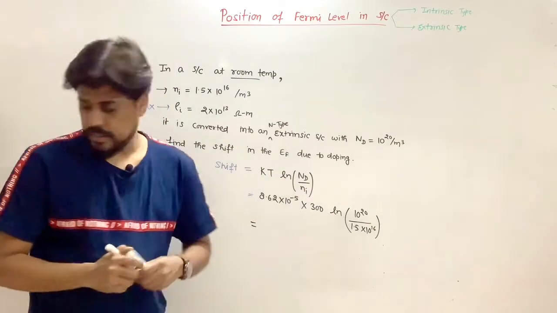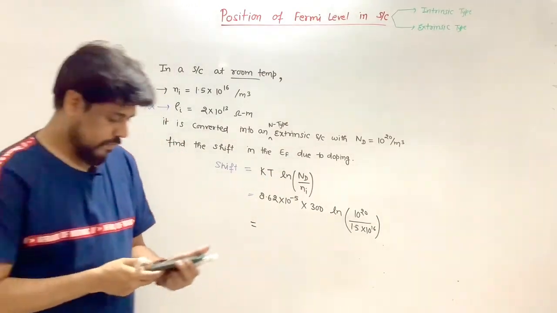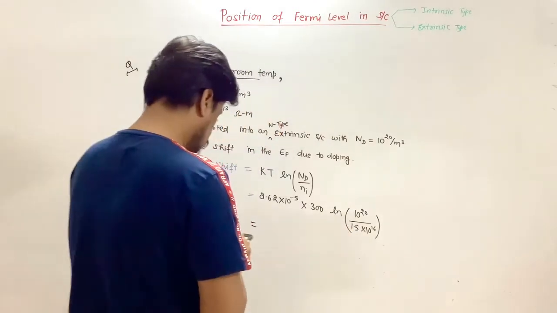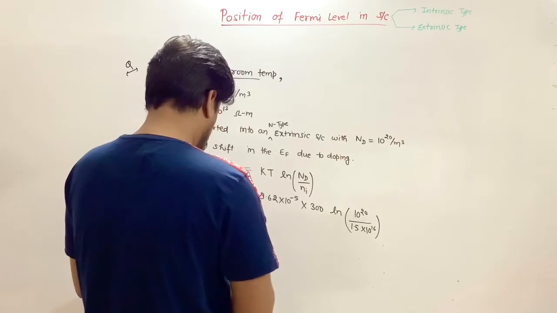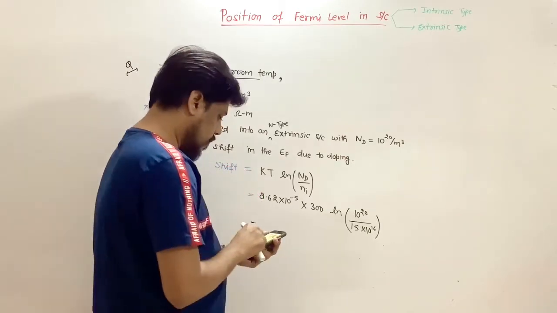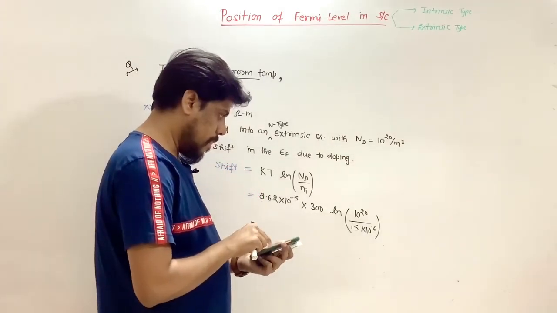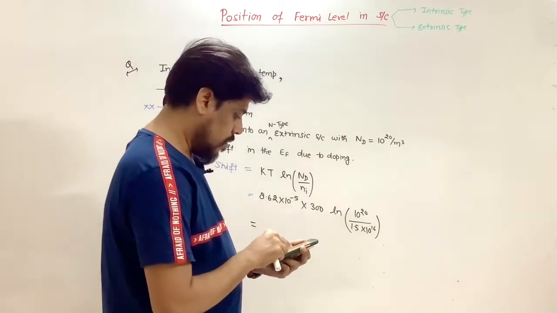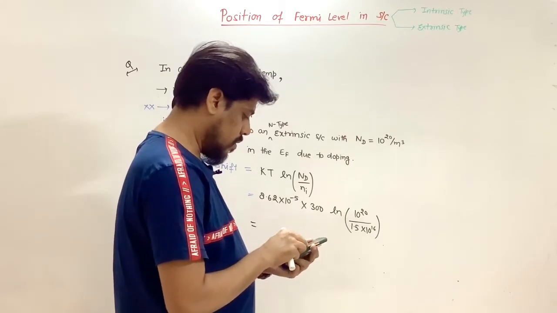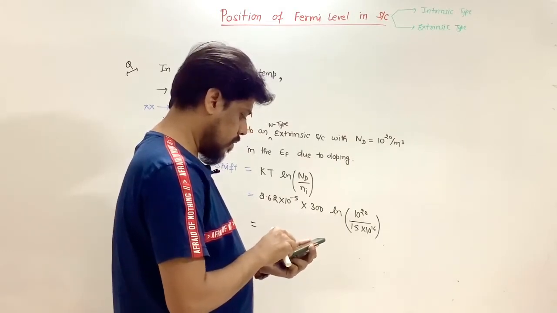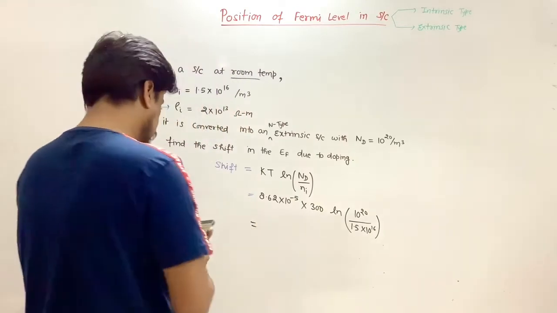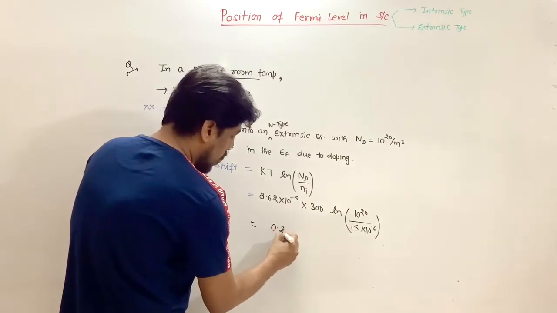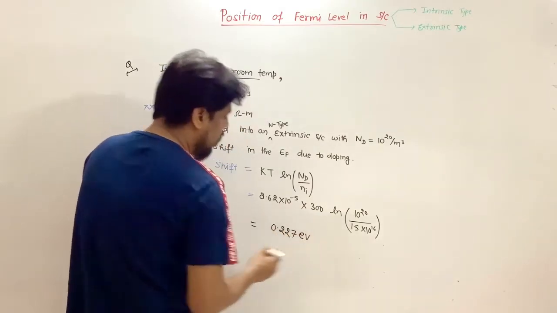So solve this. Let me solve in calculator. 8.62, 300, and then ln, 20. Okay, so it comes 0.227 electron volt. So this is your answer.